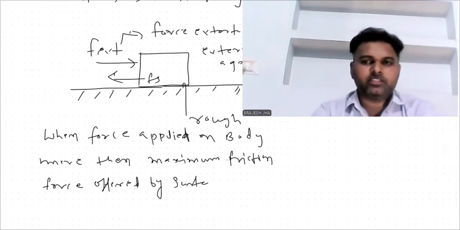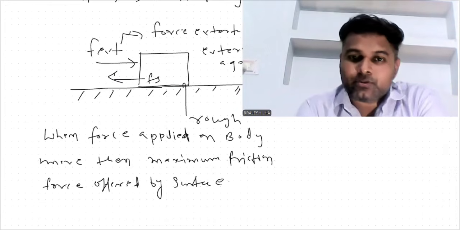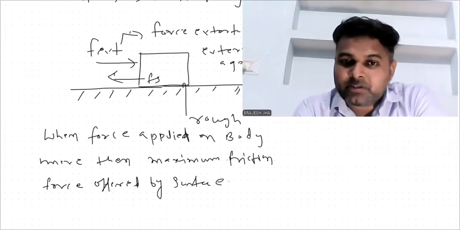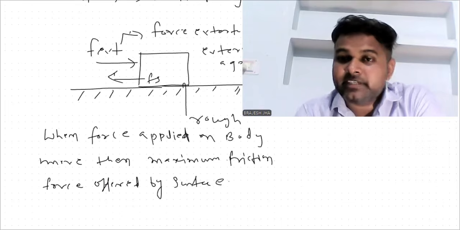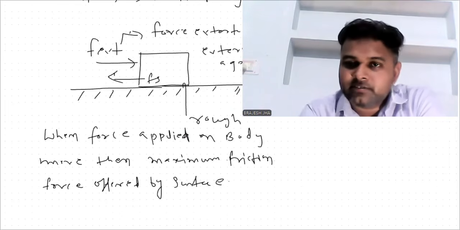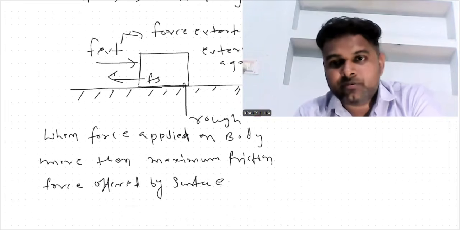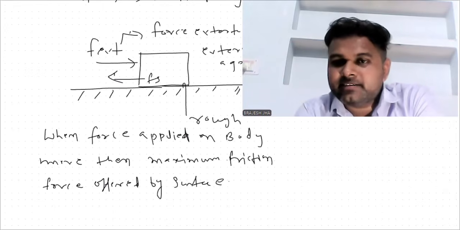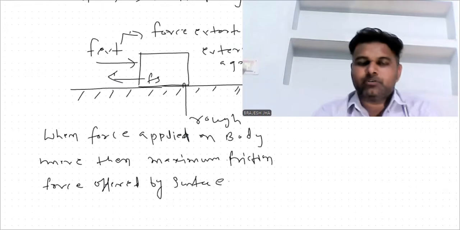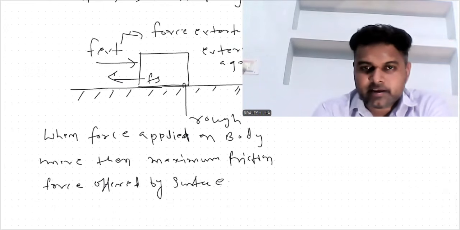Guys, listen carefully. This statement: when the force applied on a body is more than the maximum friction force offered by the surface, till the maximum friction offered, what happens to the body? It will move. But if it is less than it, it will not move. So I'm going to discuss this in the next part. Next, I'll scroll this a little bit up.